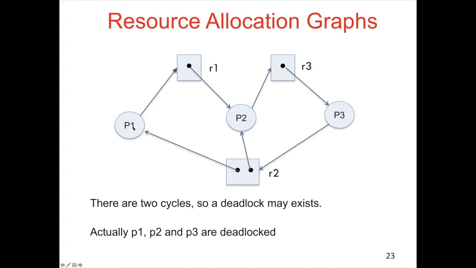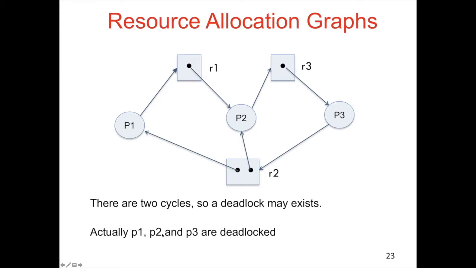Here we have processes P1, P2, and P3. We have resources R1, R2, and R3. Notice that R2 has two instances. One is assigned to process P1, the other one is assigned to process P2, and process P3 is waiting for the resource R2. And meanwhile, P1 is requesting R1, which is held by P2, and P2 is waiting for the resource R3, which is assigned to process P3. Here in the graph, we have two cycles. One is this cycle, and the other one is this big cycle.